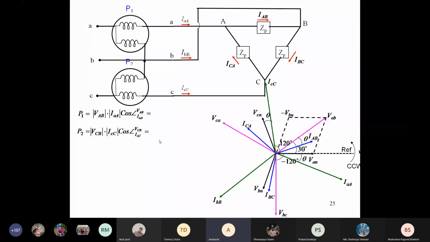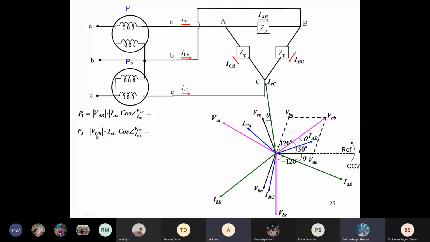VCB, ICC, because the current coil of the second wattmeter carries the current ICC, and across the voltage coil what appears is VCB. So the power measured by this wattmeter is VCB ICC cos of the angle between VCB and ICC.